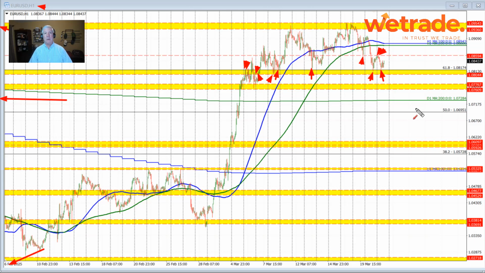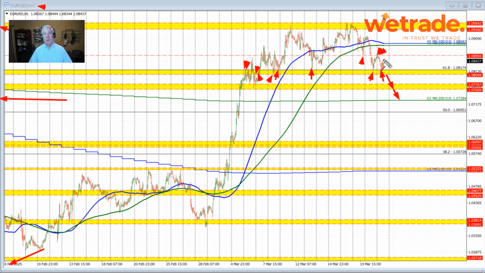But the 61.8% retracement, this swing area between 1.0804 and 1.0817, is going to be the key level on the downside. If we do break below and extend the range to the downside, I would expect further momentum. Perhaps, if we have a normal day, we could even look to test the 200-day moving average. That might be a stretch, but that level comes in at 1.07294.